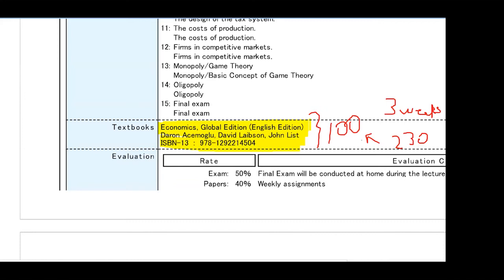Of course, if you are lucky, you can get one of the first 100. But if you are not, let me switch the screen.